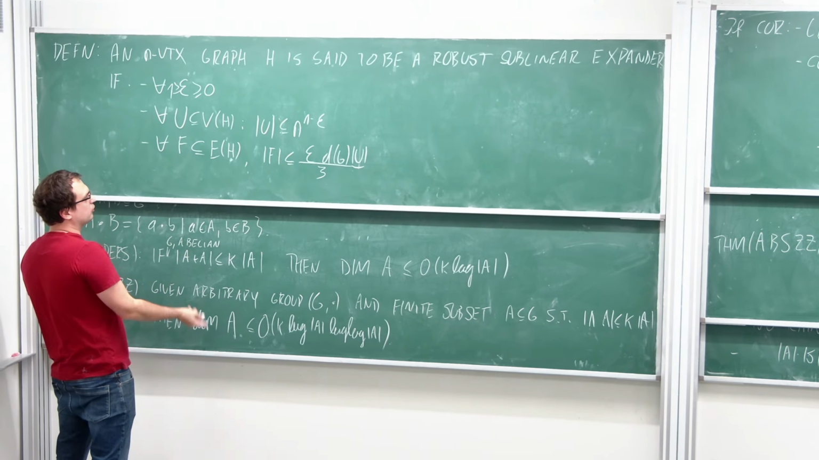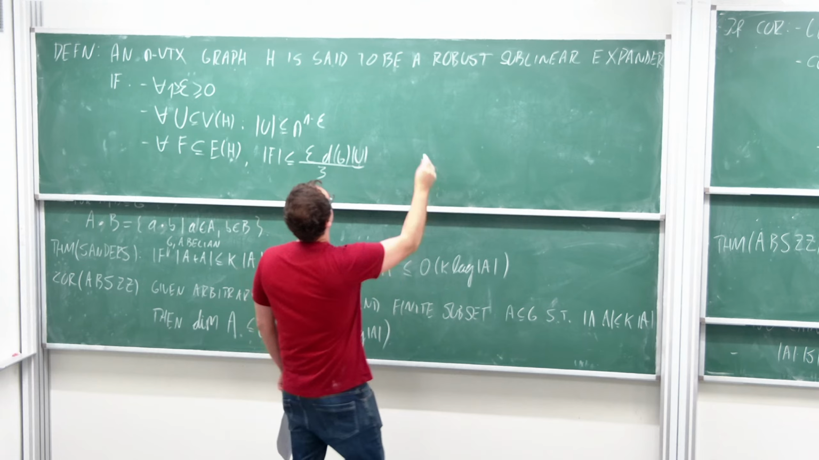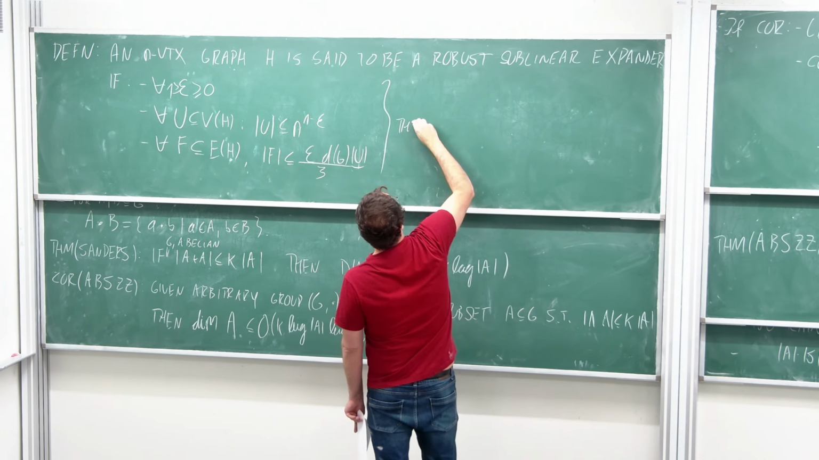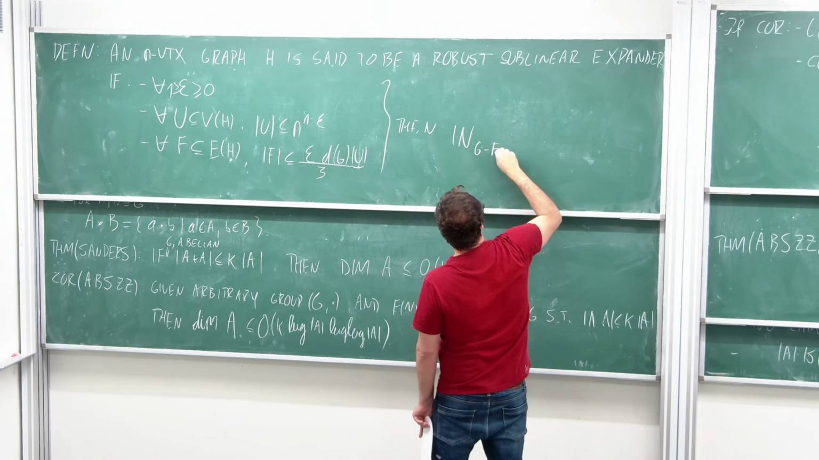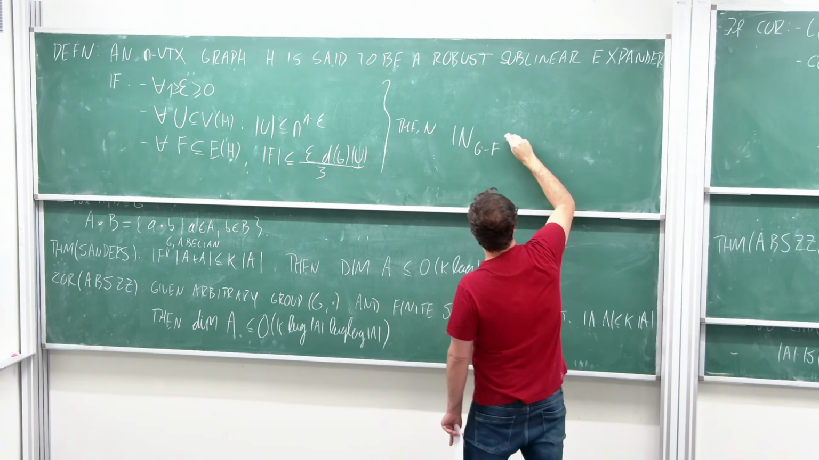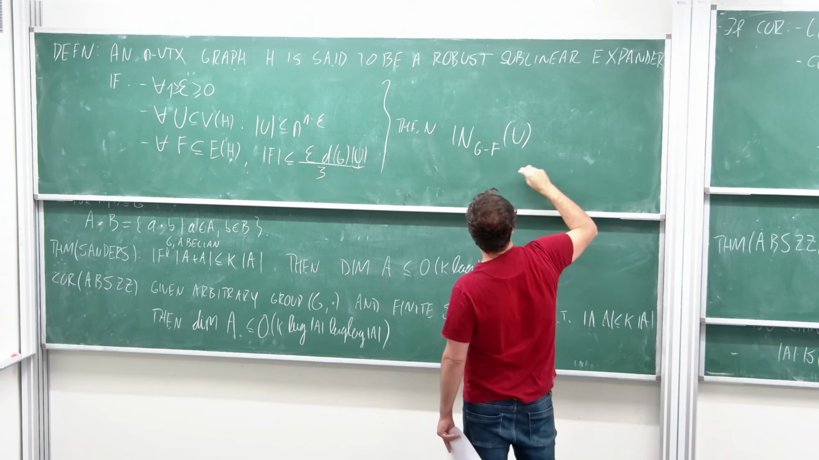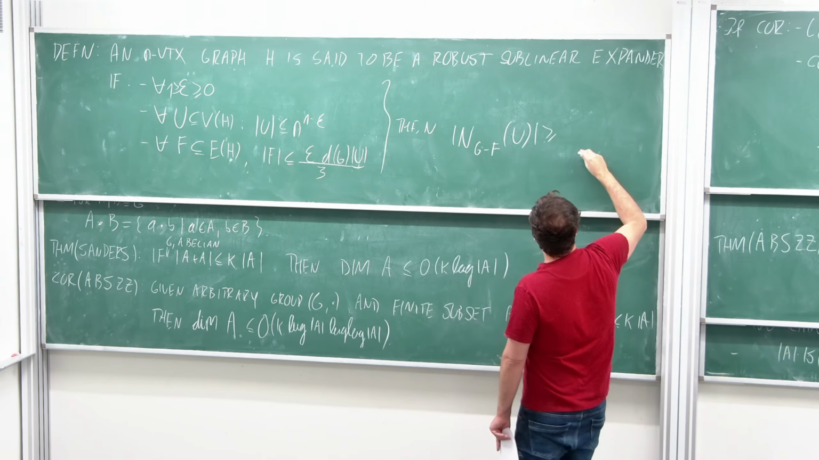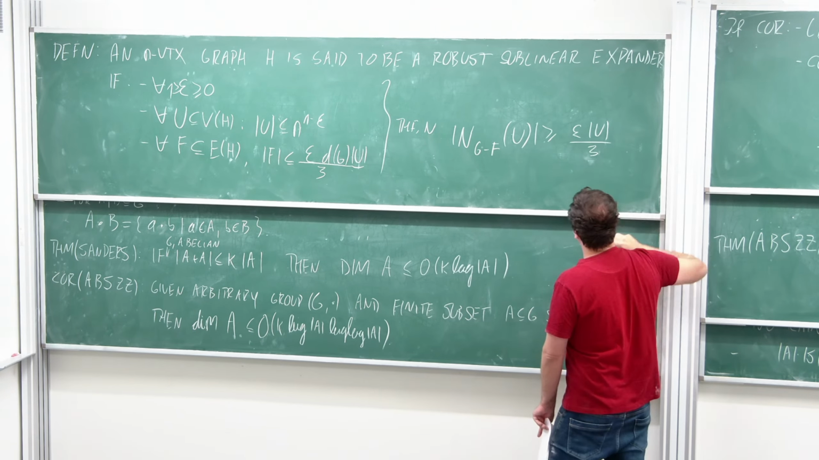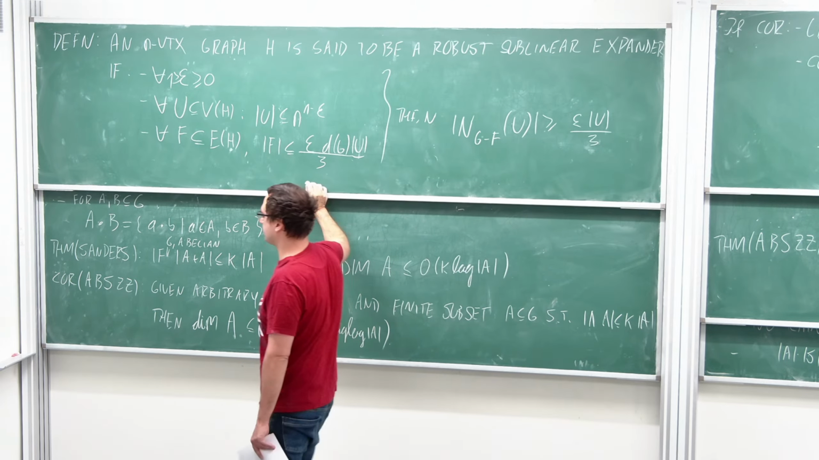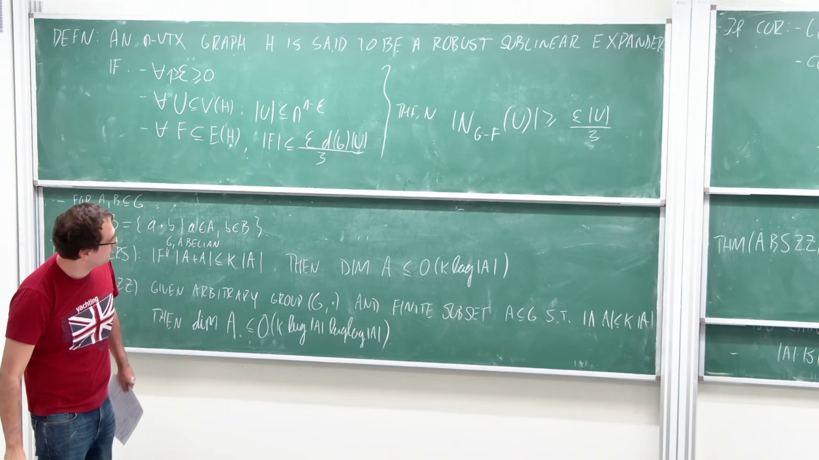And the conclusion is that the size of the neighborhood, if I forbid you the use of these edges, when you expand this subset, should be at least epsilon times the size of U. And let me put 3 here so that it's actually correct. And we're going to use it. So let me draw a picture.